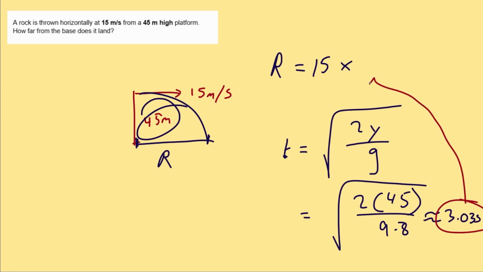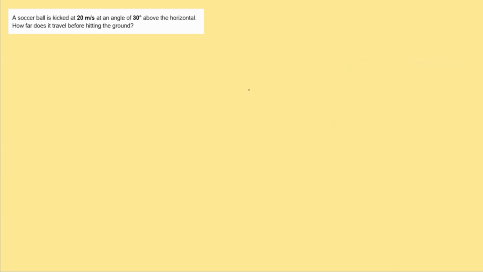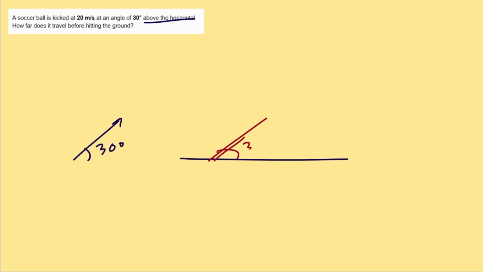Let's plug this in here, and we get roughly 45.5 meters. This is the third problem. A soccer ball is kicked at 20 meters per second at 30 degrees above the horizontal. So when you see the words above the horizontal, what that means is take a look at the horizontal and you just go up and up and up until you're at 30 degrees. This helps you know which sides the angle is in between if you really need to get specific.